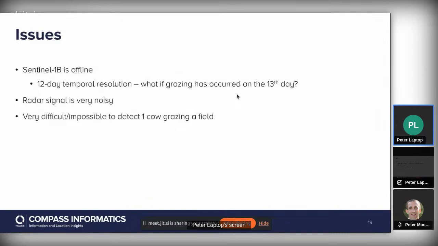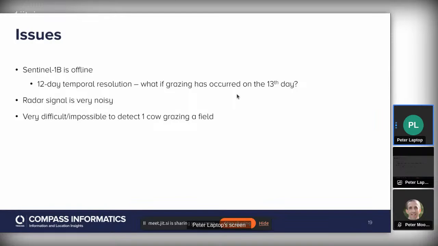Some issues regarding this project which aren't really fixable is that one of the Sentinel-1 satellites is offline. So it's got a 12-day temporal resolution now, which poses a big issue if there's been a grazing event on the 13th day, because grass will grow back in the following 11 days, and there's no way you can pick it up.